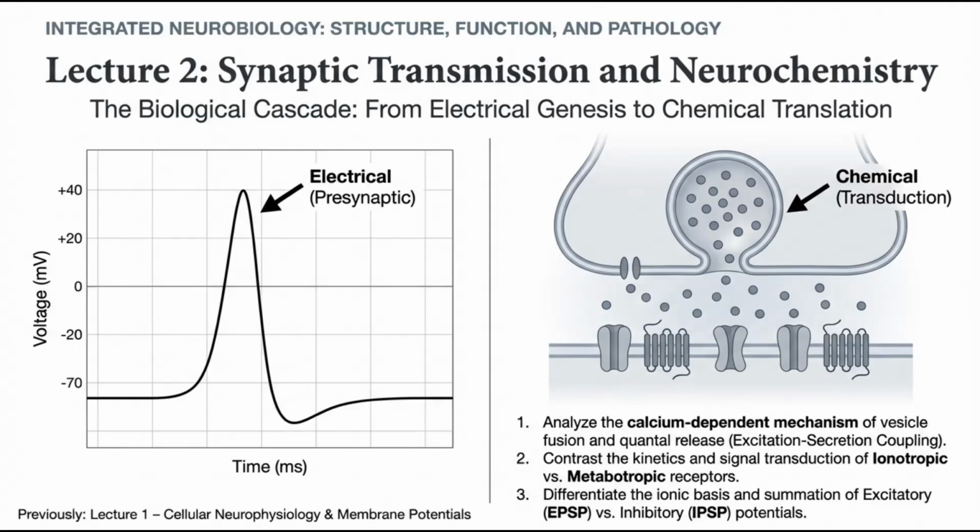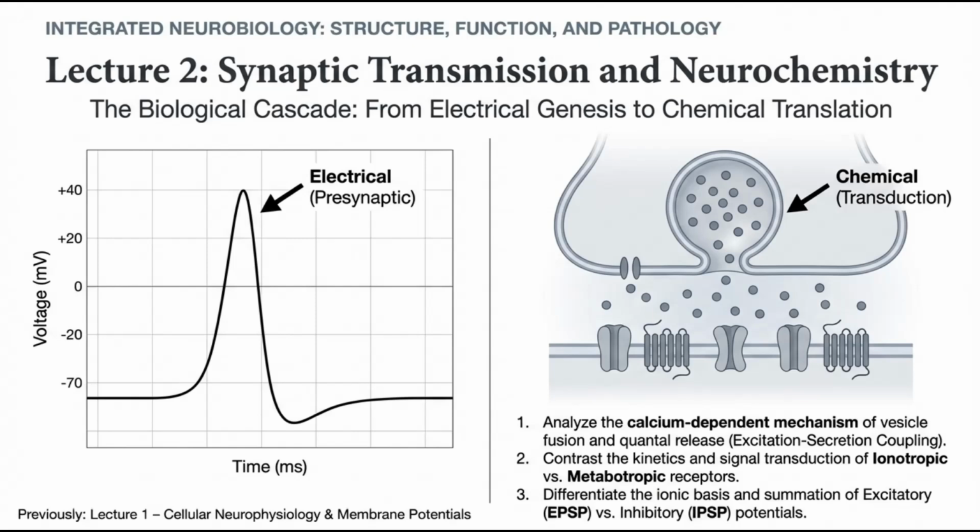The first pillar is the mechanism of release. Specifically, and we're going to hammer this point home, we need to understand the absolute dependence on calcium 2+. No calcium, no signal. That is a non-negotiable rule of the nervous system. Okay, calcium is king. We're going to drill that in. What's number 2?